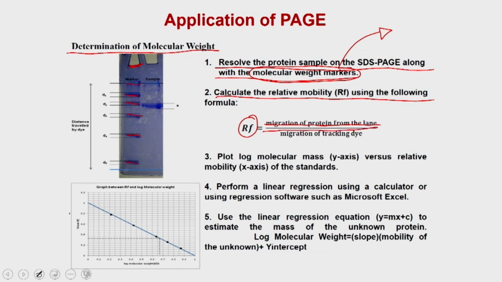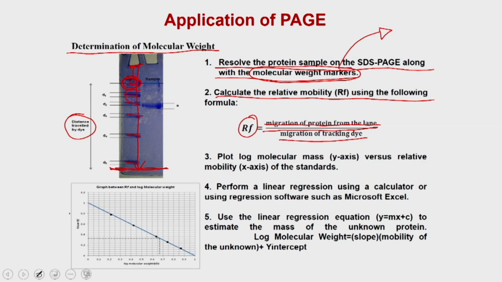versus the migration of the tracking dye. You can see that for the tracking dye we have taken a marker. This is the place until which the tracking dye is running. Suppose for this particular band we would like to calculate the Rf value. We run a line through the middle of that band and measure the distance. That is the top value, and then we also measure the distance of the dye front, and if you divide these two values, you get the Rf value for this band.